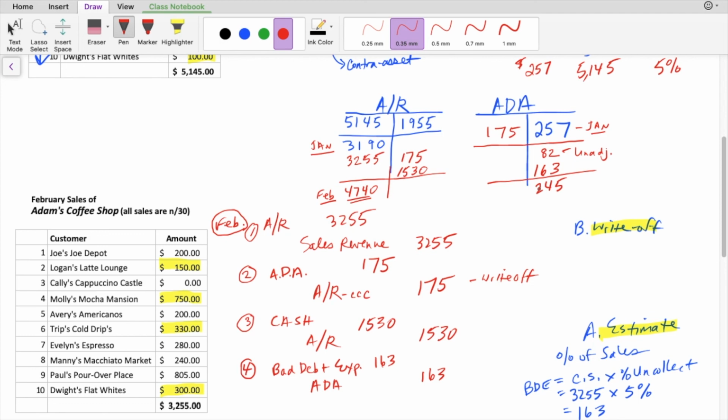This is just a walkthrough of the percentage of sales method. We're going to do another video where we walk through the percentage of receivables method and how it works. It is a little bit different.